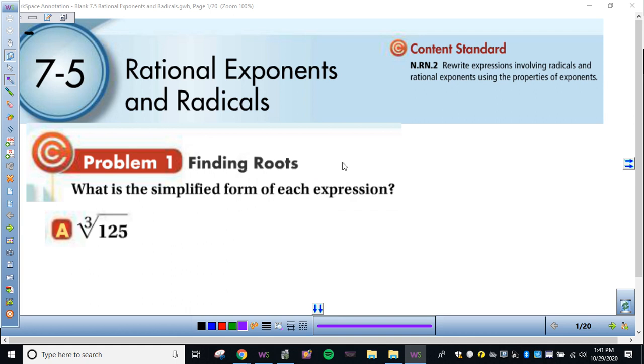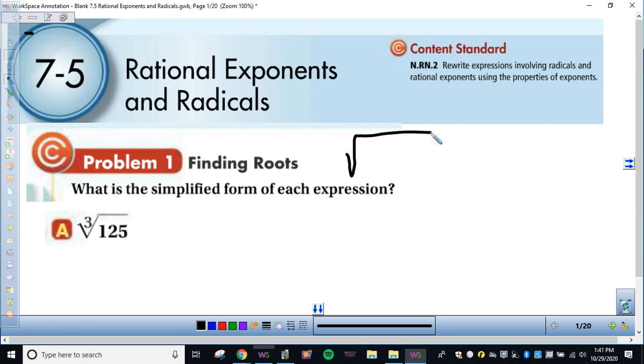So 75, rational exponents and radicals. So what's a radical, you ask? Because I know you're about to. That's a radical, right? The square root sign is a radical. Now, we can write anything in this little, I call it the elbow part of the radical.